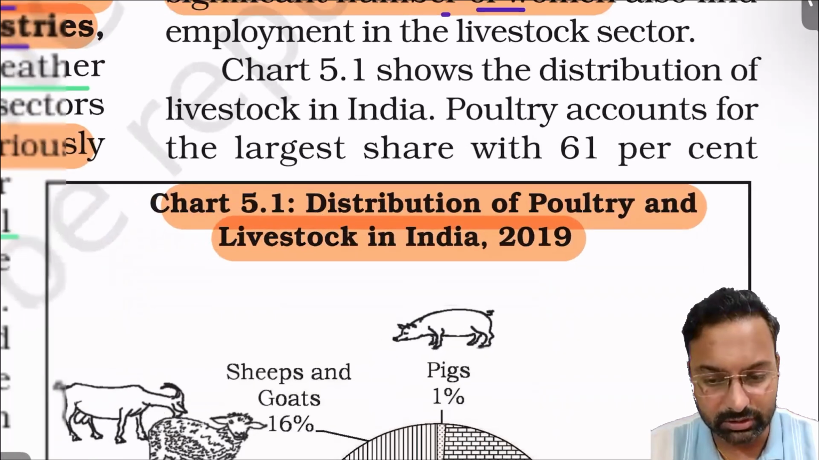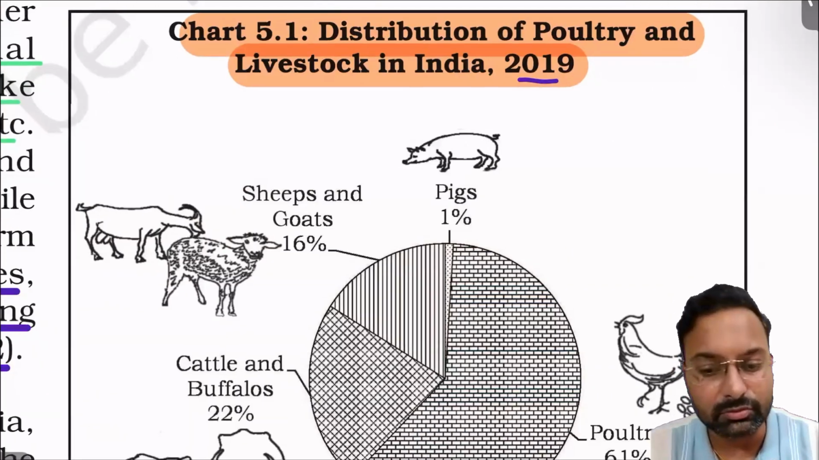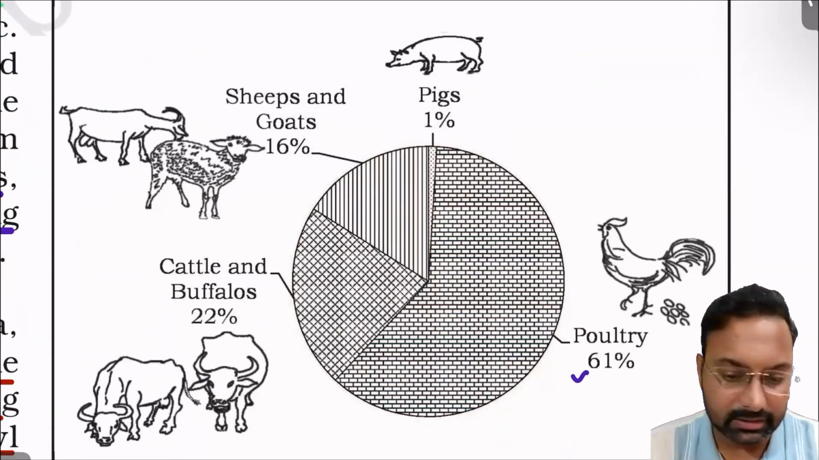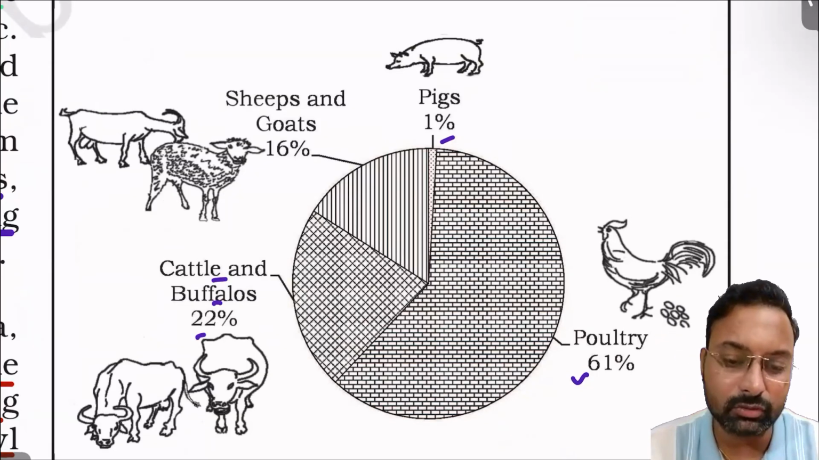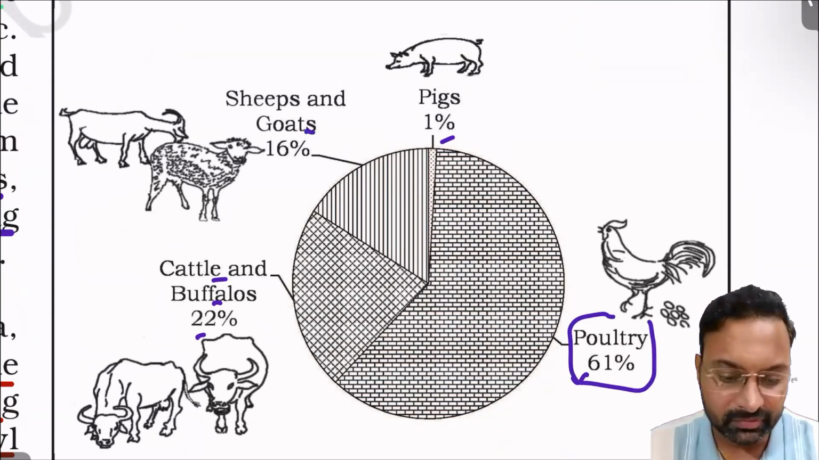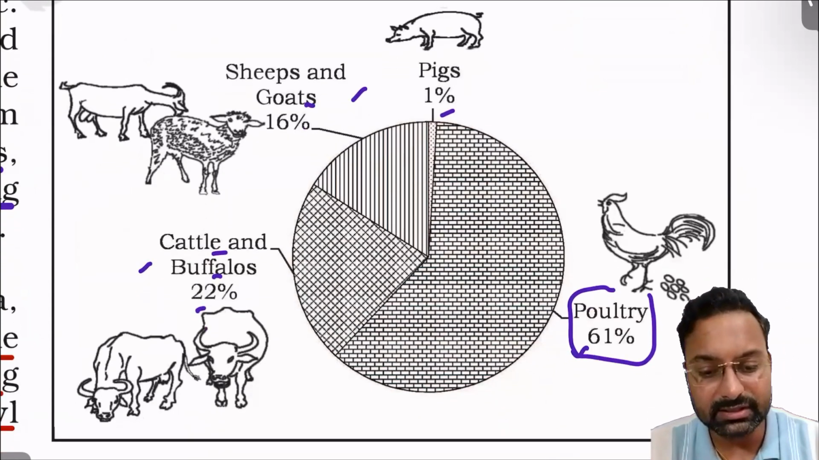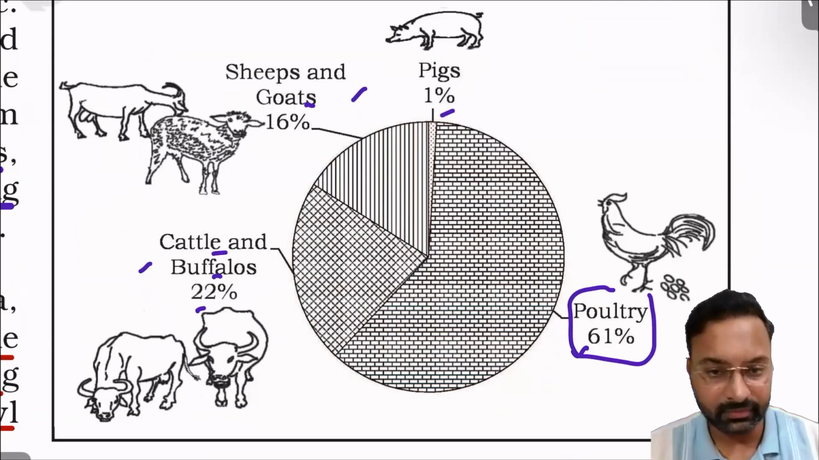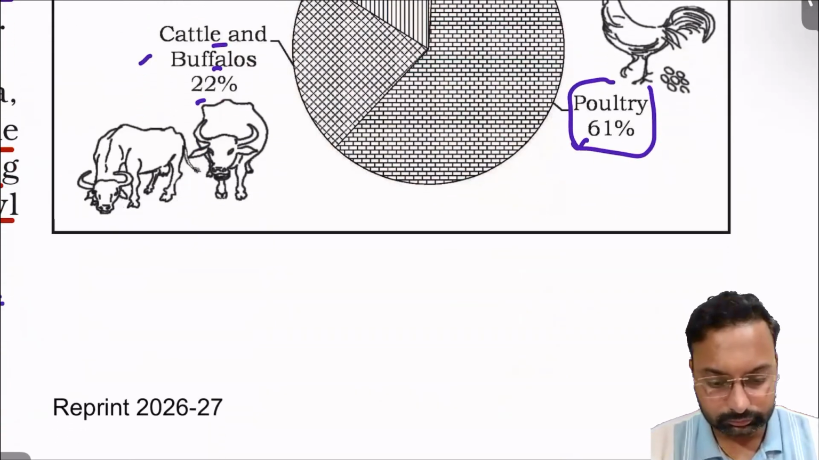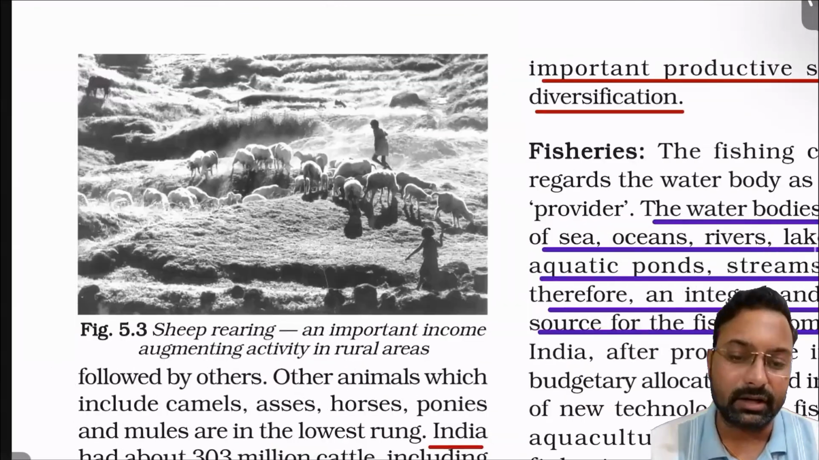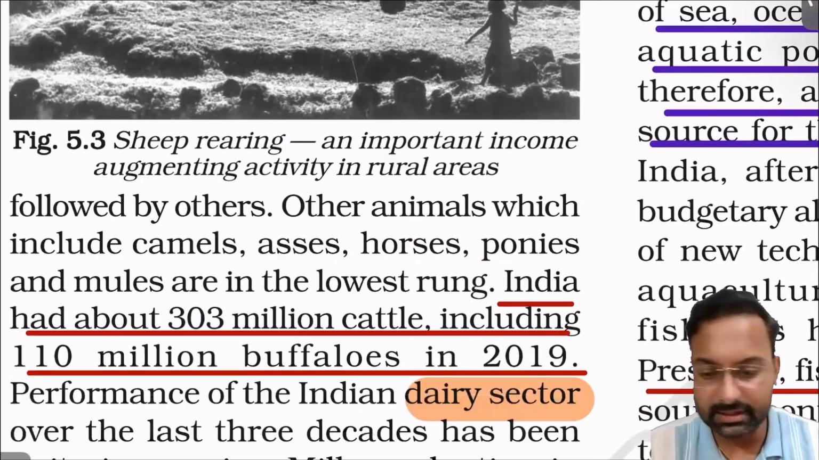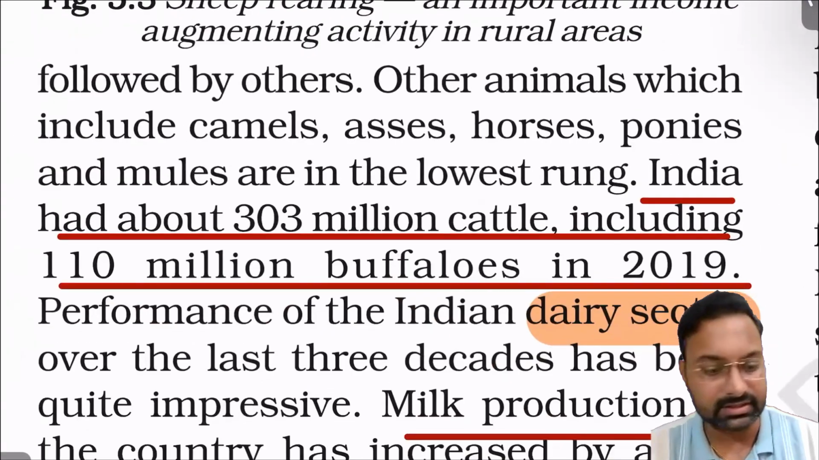Now we have been given some data from 2019. How much is the distribution of livestock and poultry in India? Poultry forms 61% of the whole livestock. Pigs are only 1%, cattle and buffalo are approximately 22%, and sheep and goat are 60%. So you should remember about poultry, cattle, buffaloes, and sheep, right? This is the significant number that India's rural areas are having, right? Now, this is the diversification that is needed, right? So you can see the sheep being reared here, right? This is the alternative employment activity that is happening in the rural areas.